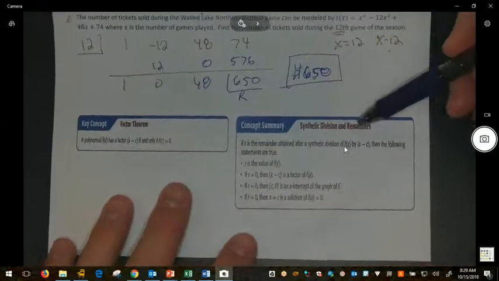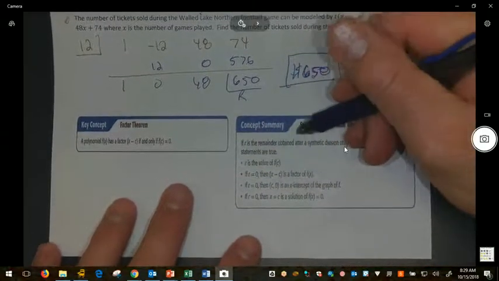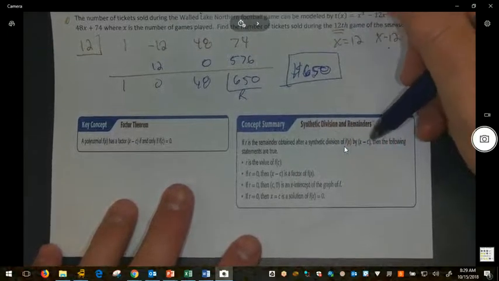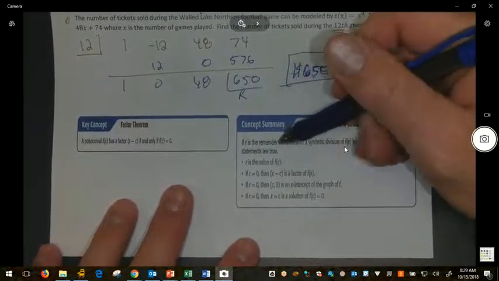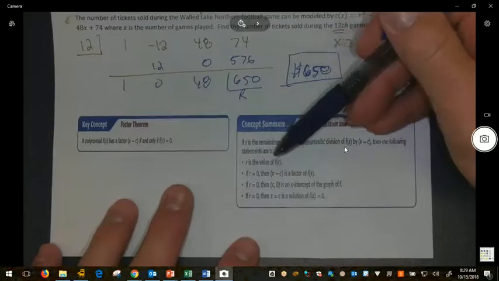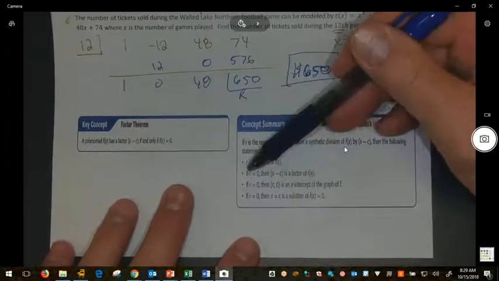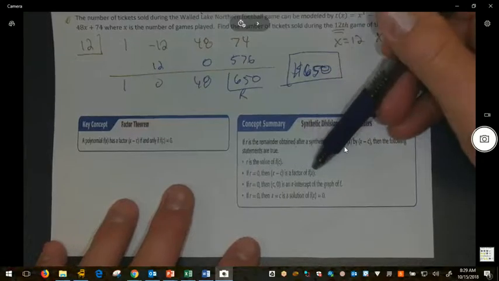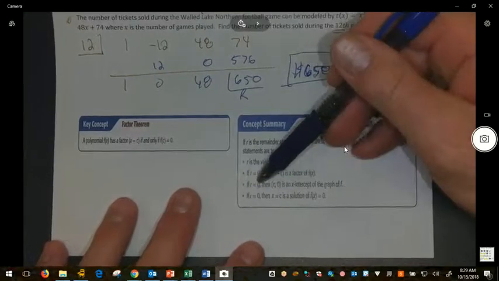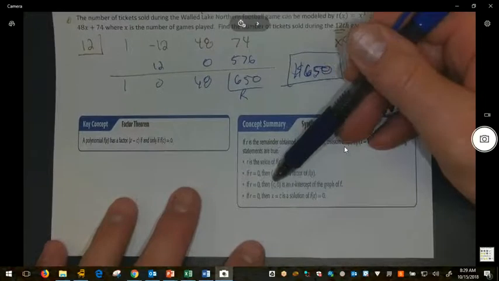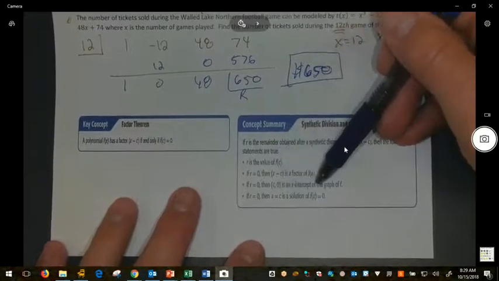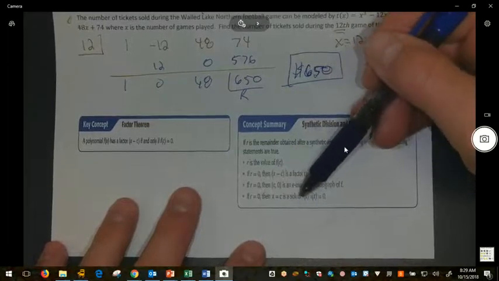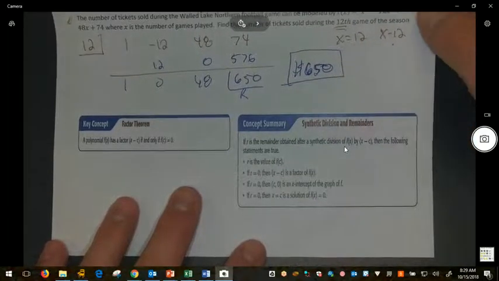Synthetic division and remainders. If r is the remainder obtained after synthetic division of f of x by a factor x minus c, then the following statements are true. R is the value of f of c. If r equals 0, then x minus c is a factor of the polynomial. If r equals 0, then c comma 0 is an x-intercept of the graph. And if r equals 0, then x equals c is the solution of f of x.